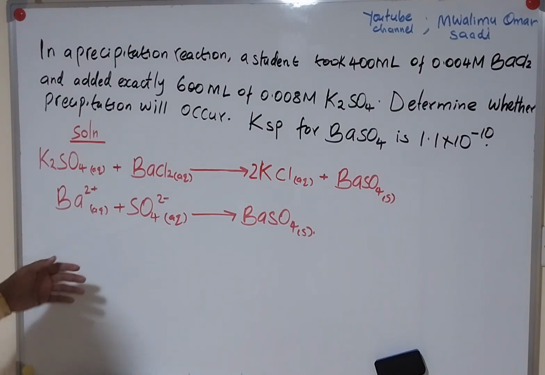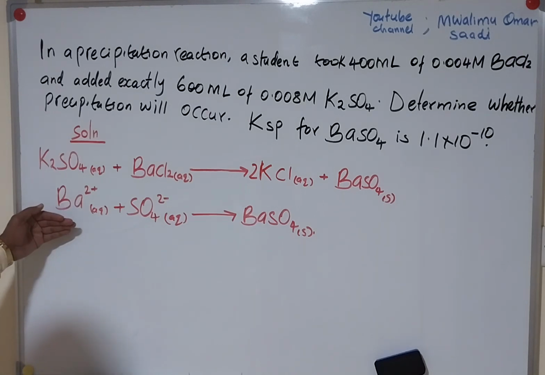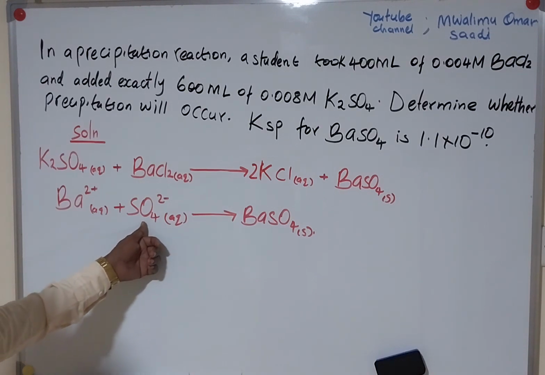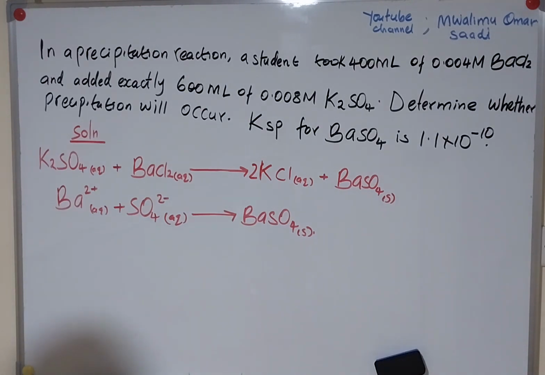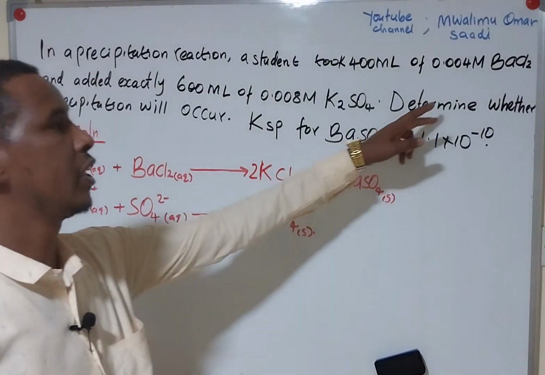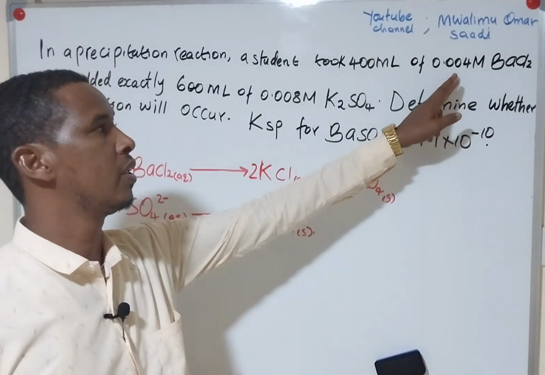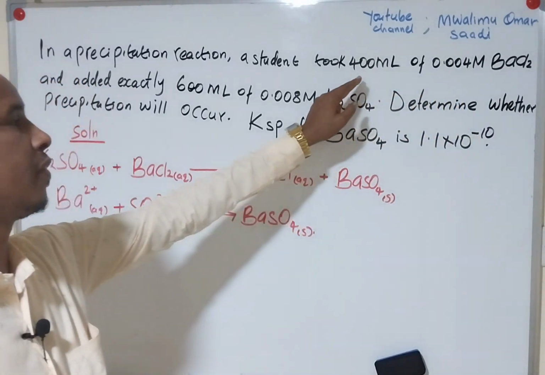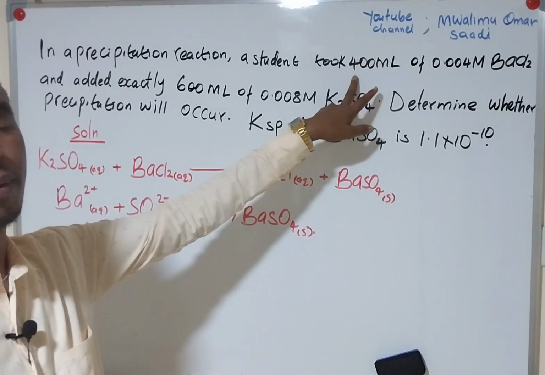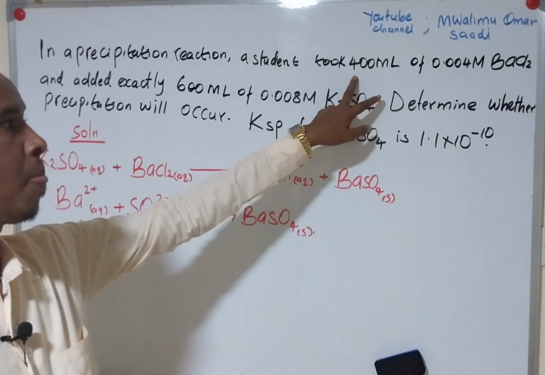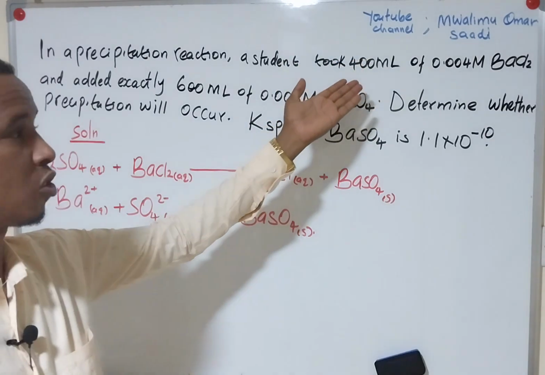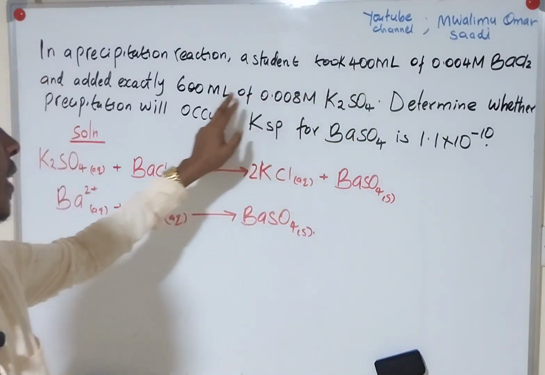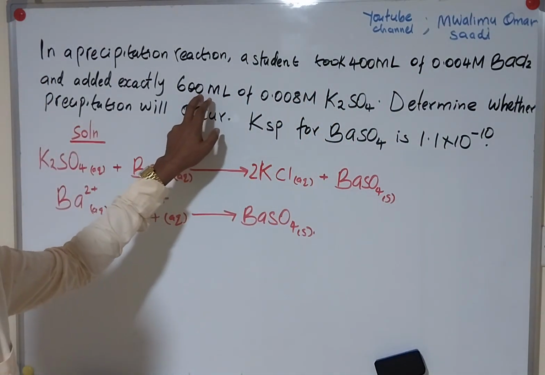Okay, now that we have got our ionic equation, we need to identify the final concentration of barium ion and the final concentration of sulfate ion. We have got the initial concentration of barium ion, that is 0.004 molar, and the initial volume, that is 400 ml, and also the final volume, that is 400 plus 600, which is 1000.